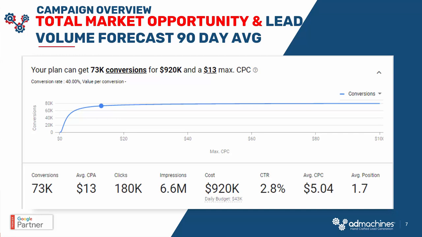And what this is showing me is, if I were to spend $920,000 over the next 90 days across the country, I could generate 73,000 water heater leads. That's 180 clicks. I'm converting at 40%, and my average CPC is about $5. There's a lot of water heater opportunity across the United States. That's essentially what this chart is showing me. And I'm going to show you how you can capture this traffic and the system that goes into generating leads.